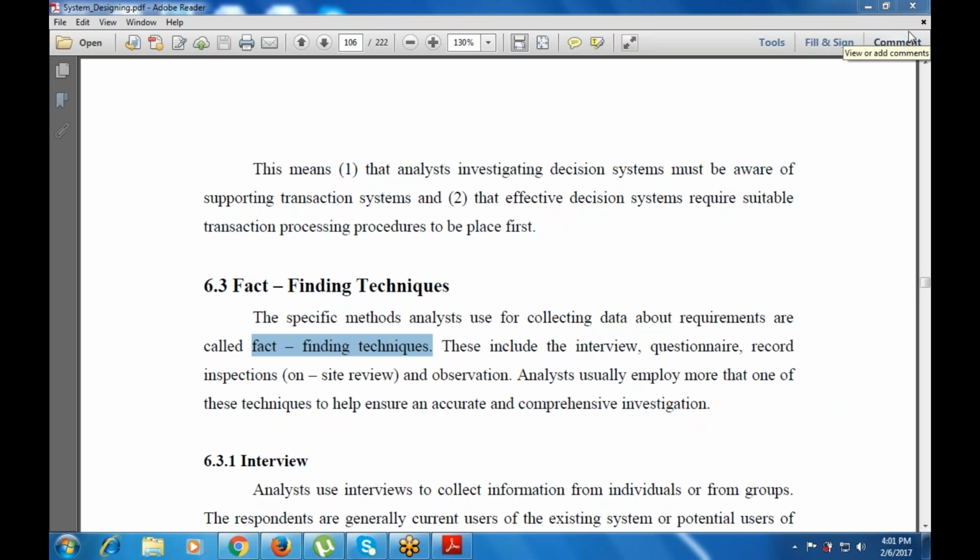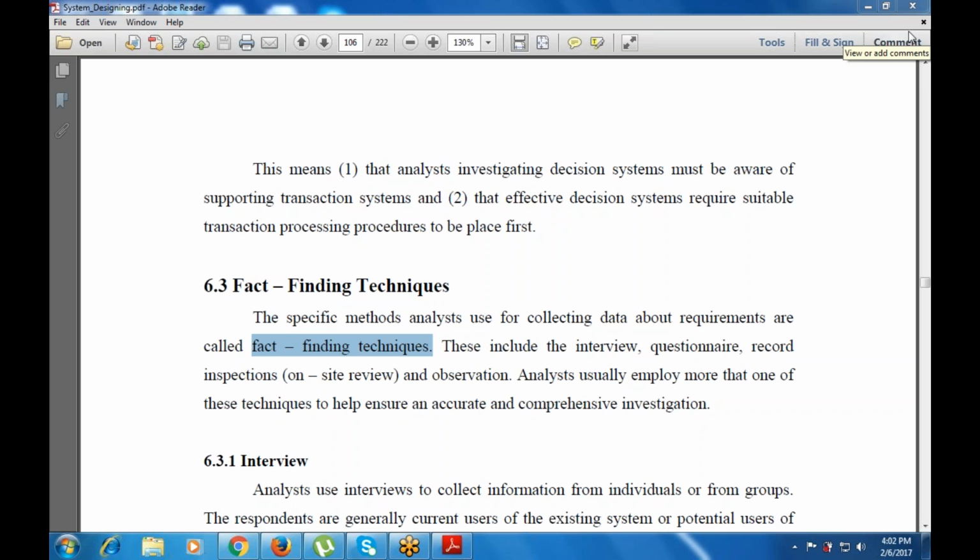So whatever data, material, tools, or methods they use about the requirements, the techniques for collecting the data about the requirements are known as fact-finding techniques. These include interviews, questionnaires, record inspection, on-site review, and observation.